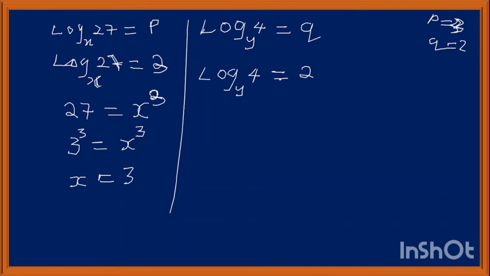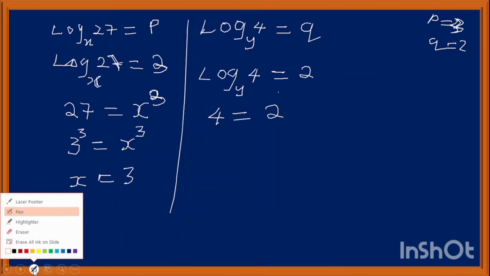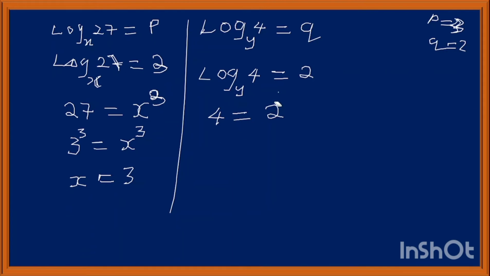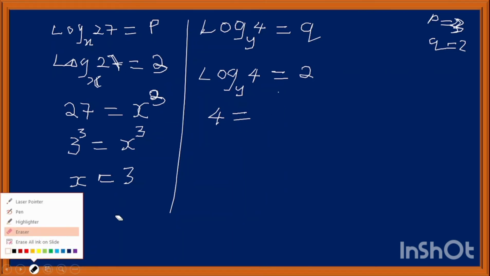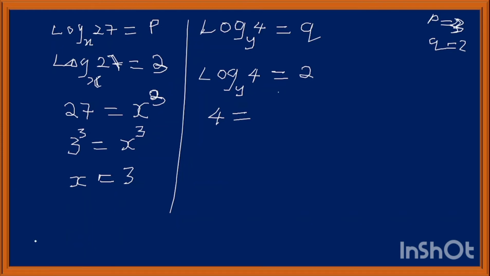So we convert this to its index form. We have 4 is equal to y to the power of 2. So y is the base there. y is the base, y to the power of 2.